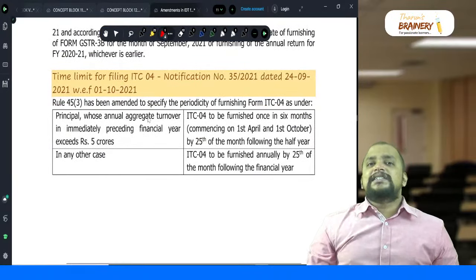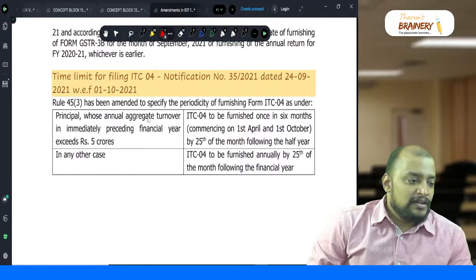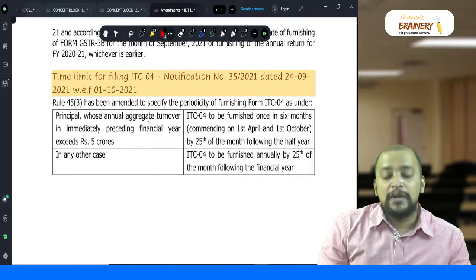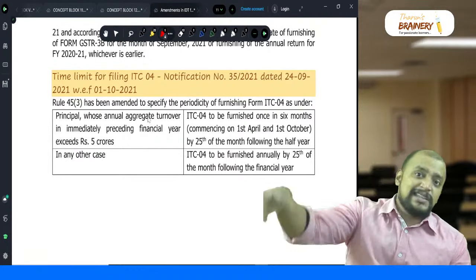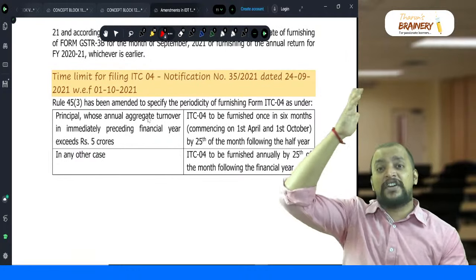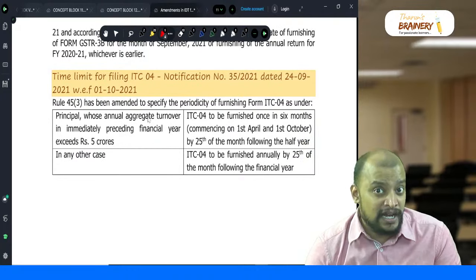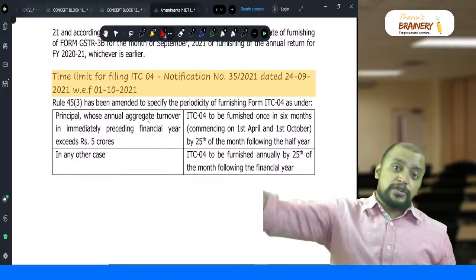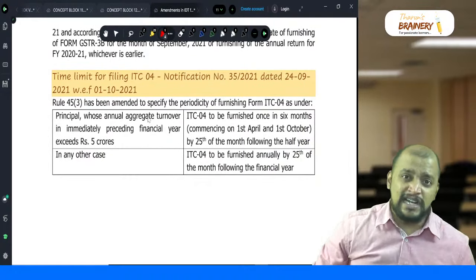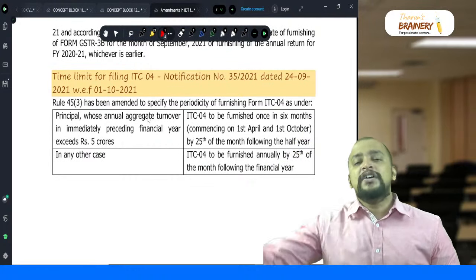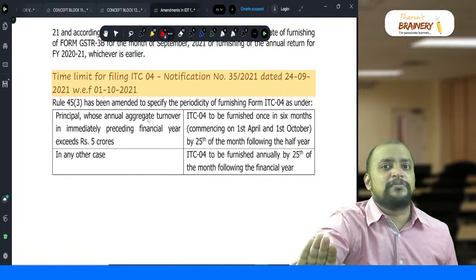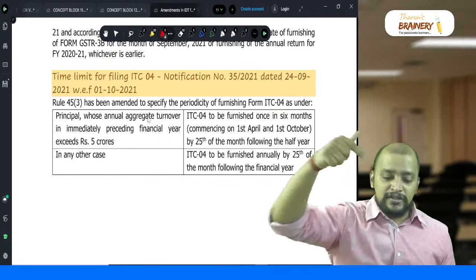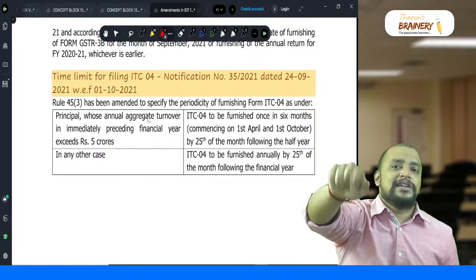Then ITC 4. Yes, this amendment was there for December 21 exam itself. But the circular says this amendment, even though it comes with effect from 1/1/2021, even for the period prior to 1/1/2021, if there is any debit note or invoice also, we need to follow the same treatment that we are following after 1/1/2021. So for that clarity only this circular is given.